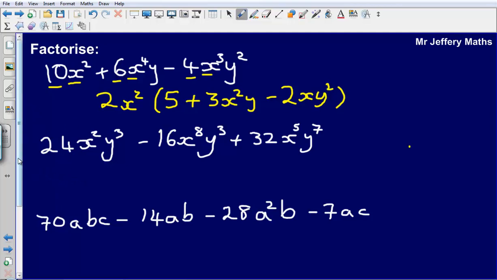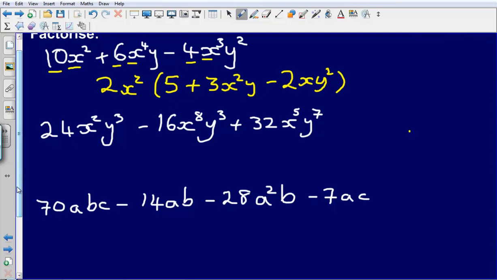So let's take a look at the next one. Here we've got 24x squared y cubed minus 16x to the power of 8 y cubed plus 32x to the power of 5 y to the power of 7. So let's start off here looking at the numbers. What is the highest number that fits into all of those? That is 8. The highest number that fits into 24, 16 and 32 is 8.